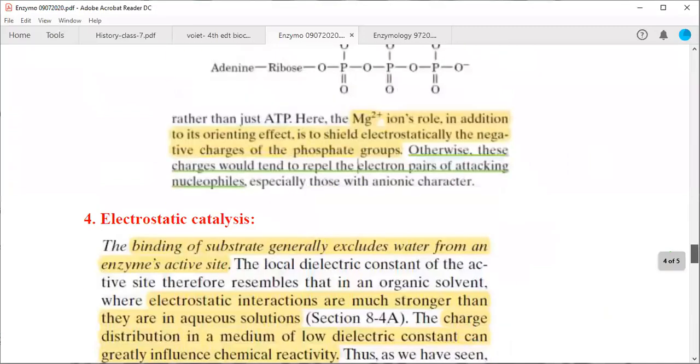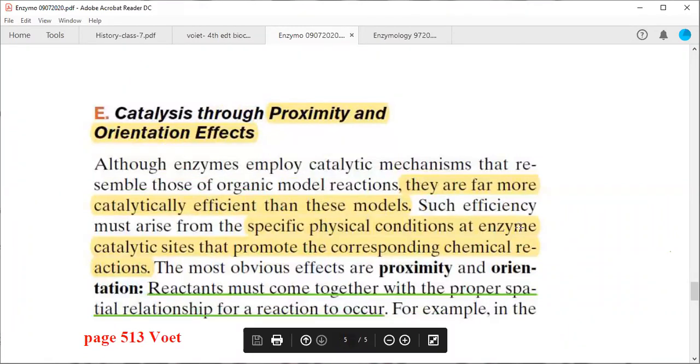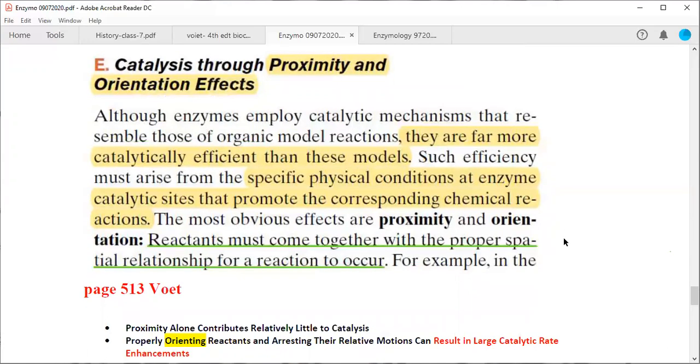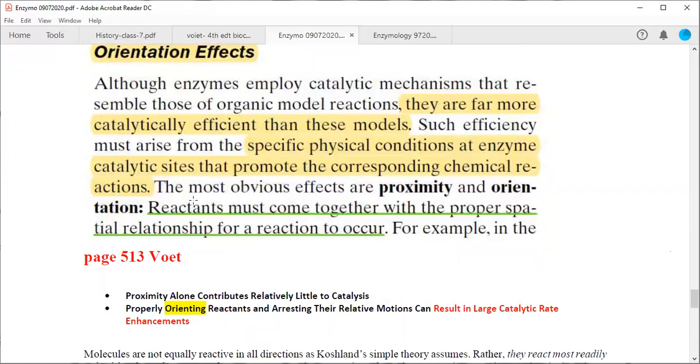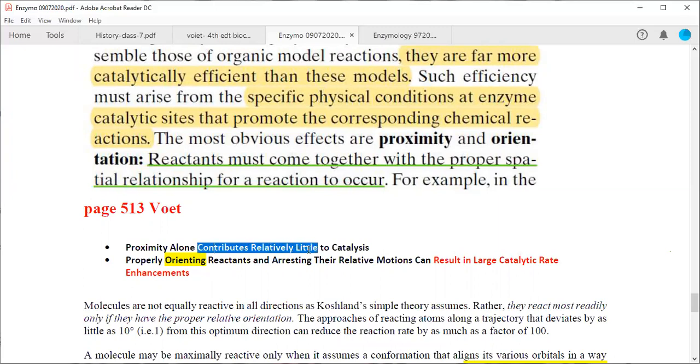So we are discussing two important things. Whenever we are talking in terms of proximity and orientation, the question should come into our mind whether the proximity is having the major role, or the orientation by the catalyst is having the major role in catalyzing a reaction. The reactants must come together with the proper spatial relationship for a reaction to occur. Until there is a proper spatial relationship between the two substrates, the reaction cannot happen and product will not be formed. Now there are two points. One is proximity alone. If you count the proximity alone, it will contribute relatively little to the catalysis.